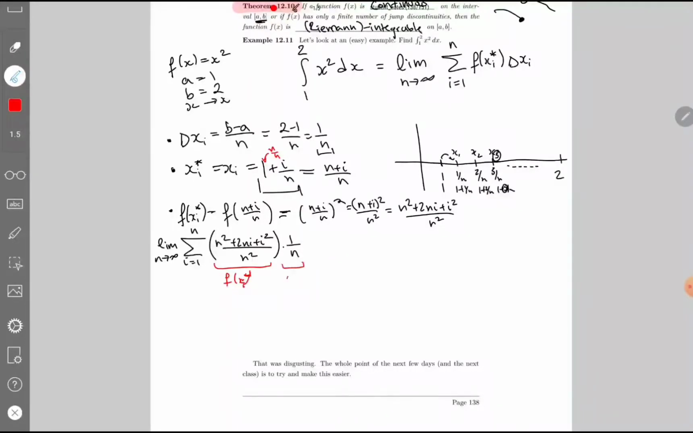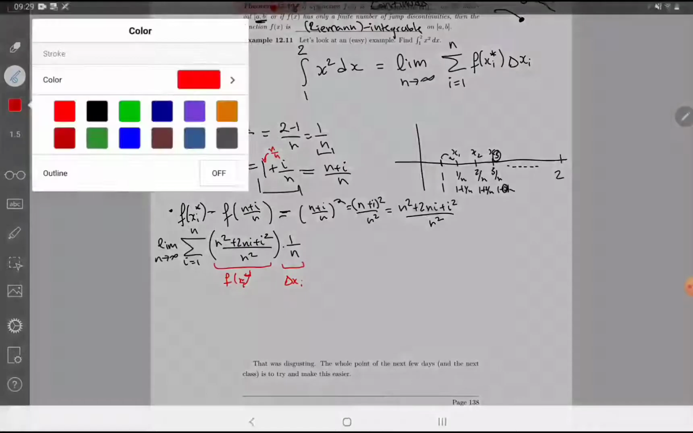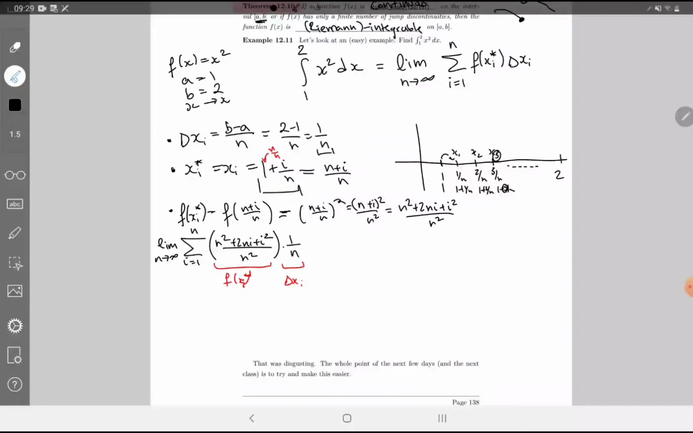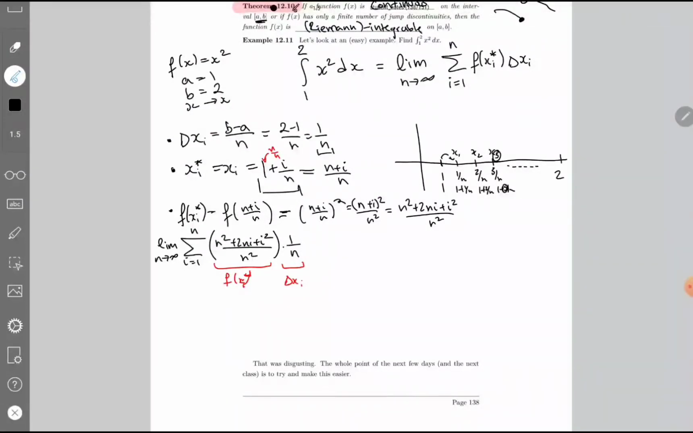And then here we have delta xi, right? So what do we end up getting? Here I'm going to have to use my summation rules, right? These are the properties we learned back two lectures ago, on Wednesday.